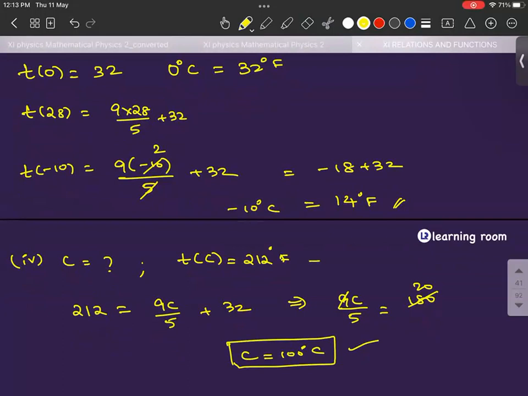So basically, this is called the function value. In mathematics, we call this the function value. Am I clear with this? Right? It's a simple problem.